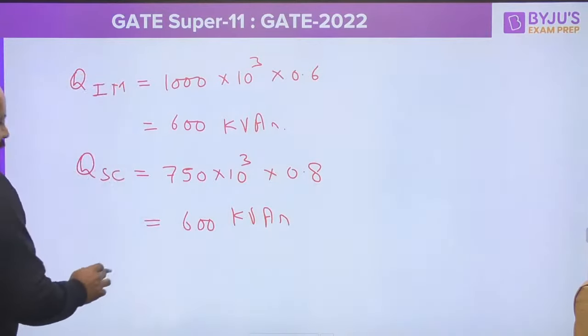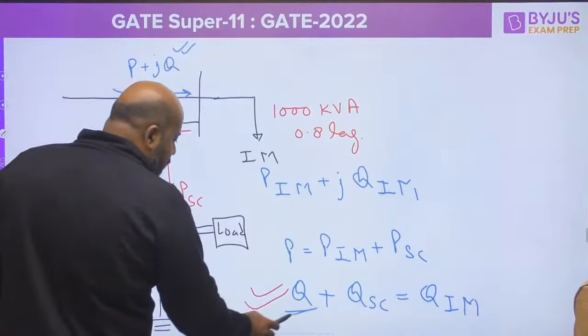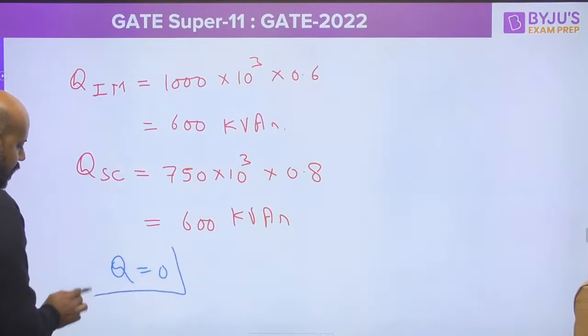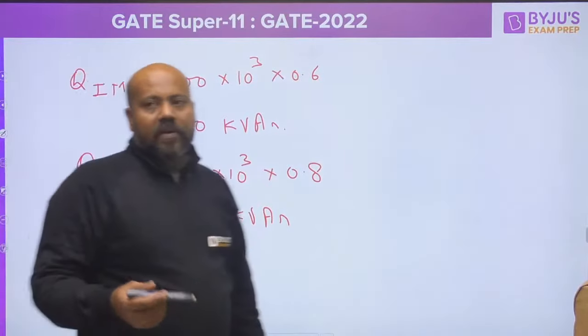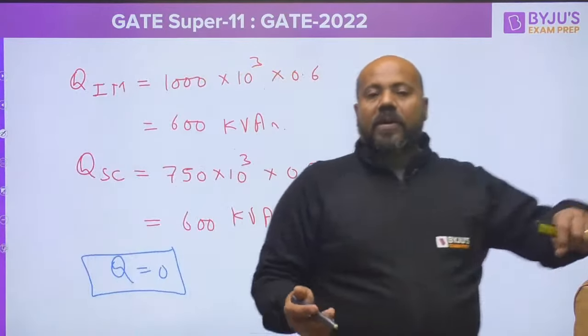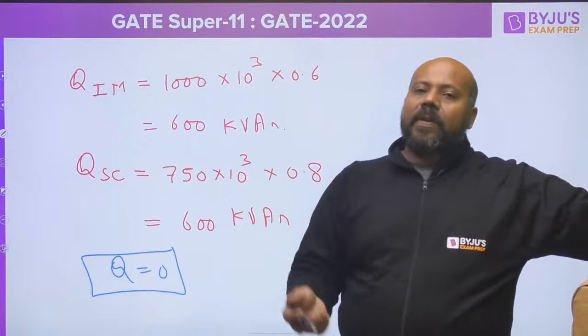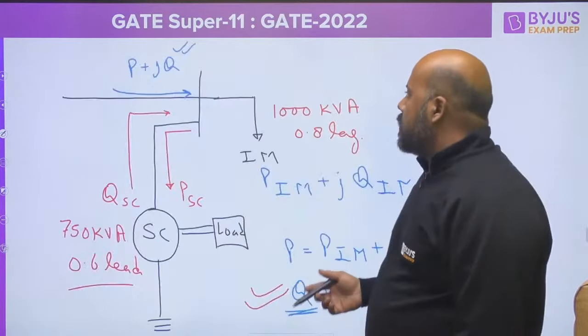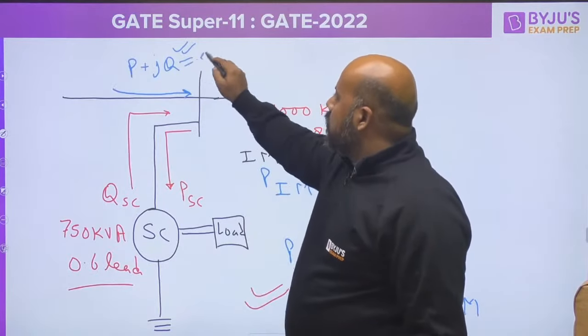If you put these two values in this equation, then you will find the reactive power which is coming from the supply is 0, because whatever is the requirement of the induction motor in terms of reactive power, that is being supplied by the synchronous condenser itself. It means this Q is going to be 0.